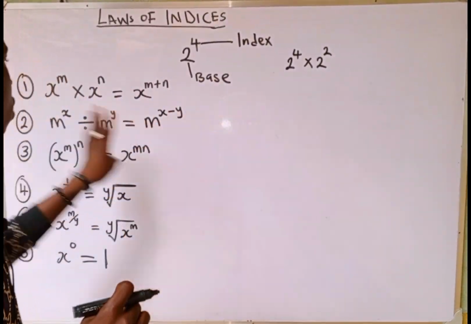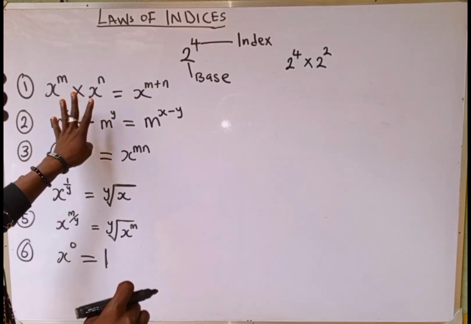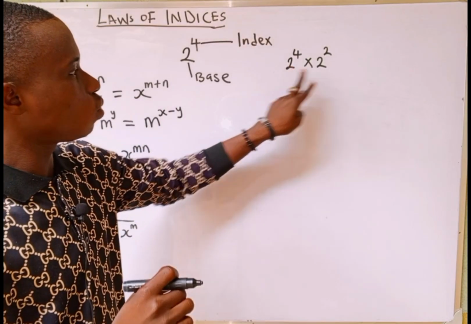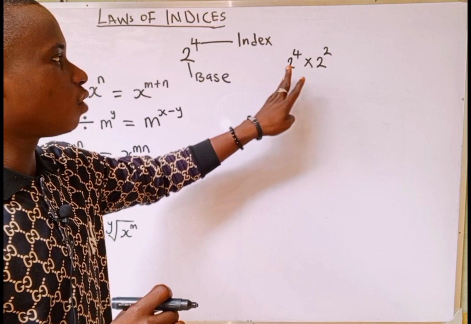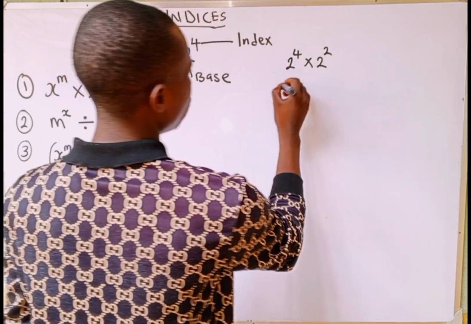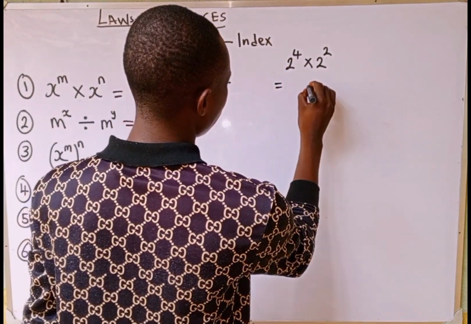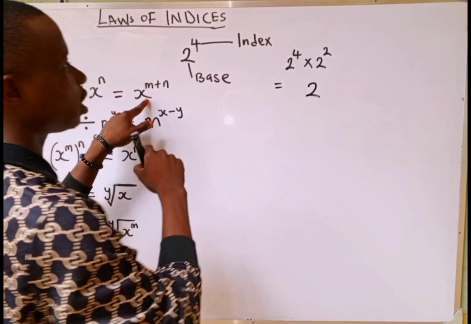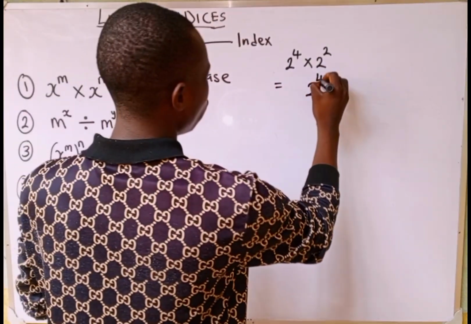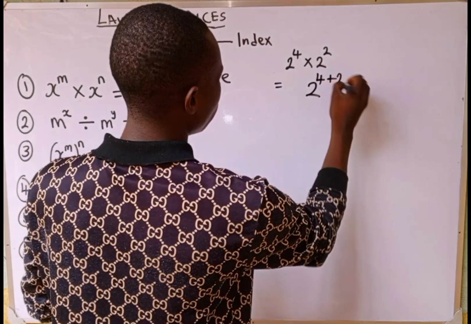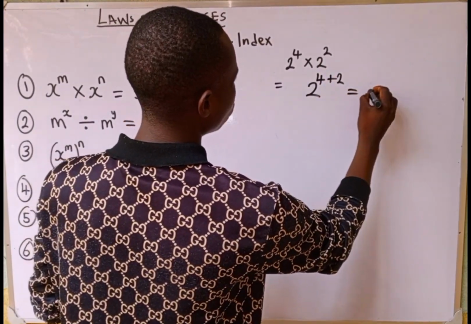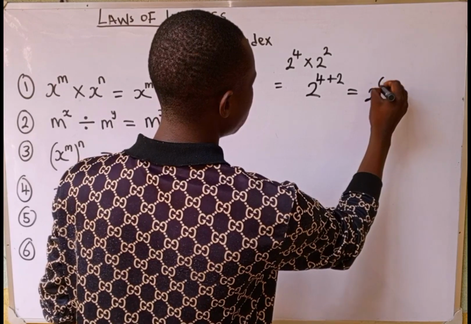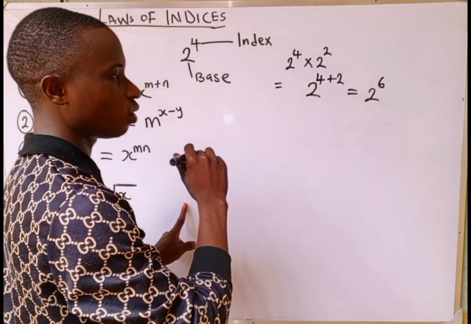If we notice that the base is the same, then in this place 2 and 2 are the same. Therefore the base is 2. Then we are going to write what? We are going to write one of the base, which is 2. Then we add the power according to the multiplication law. The first power is 4, plus the second power, which is 2, which is going to give us 2 to the power of 6. If you add 4 to 2, it's going to give us 6.